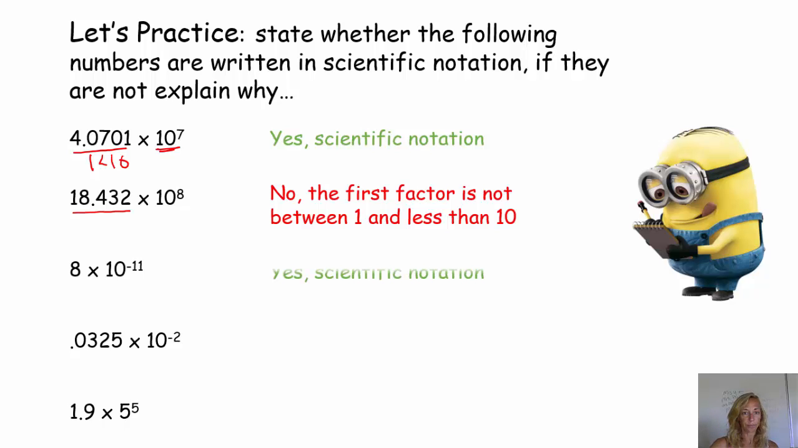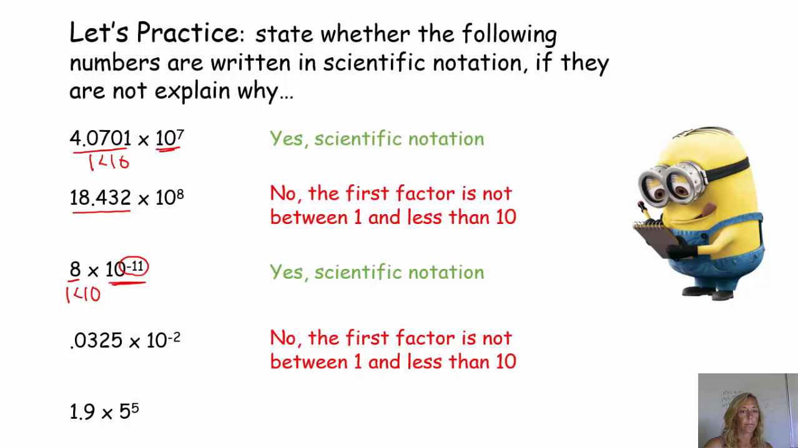Let's look at the third one. The third one is written in scientific notation. Notice our first factor is between 1 and less than 10, and it's being multiplied by an exponent with a base of 10. Notice it does not matter what that exponent is. It can be positive or negative, and it's still written in scientific notation. Let's look at the fourth one. I can't count today. Notice the fourth one is not in scientific notation. And we know this because the first factor, 0.0325, is not between 1 and less than 10. It's actually less than 1. So it doesn't satisfy that rule.